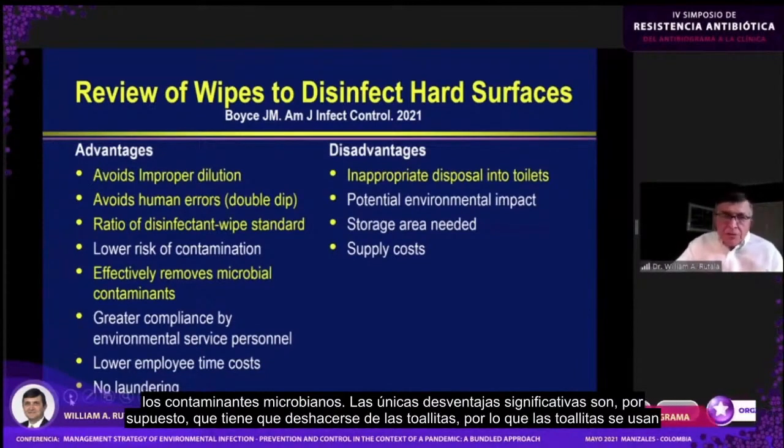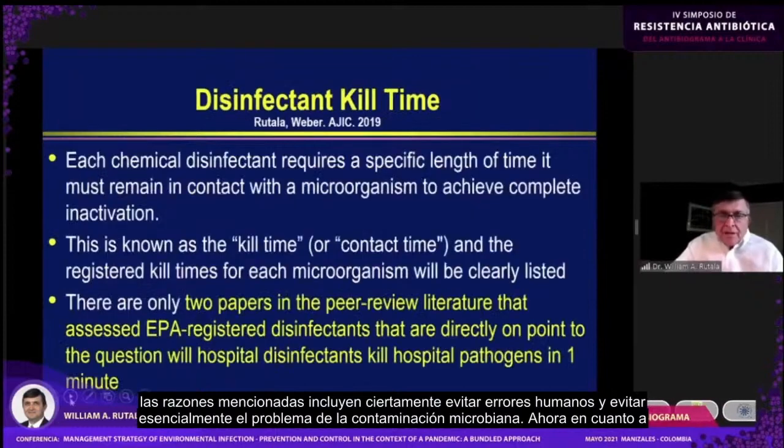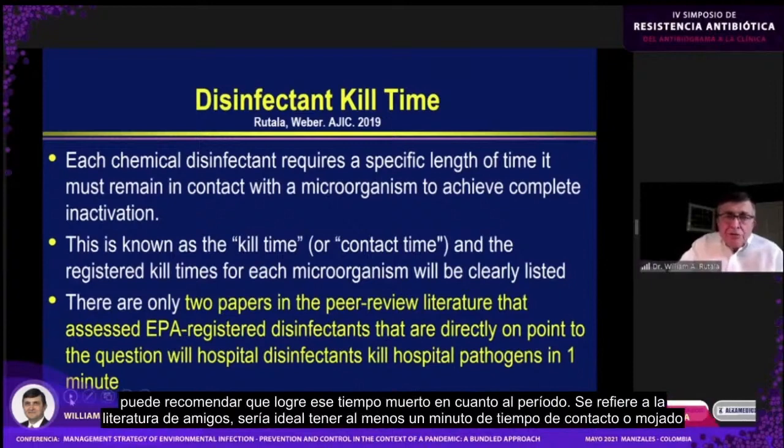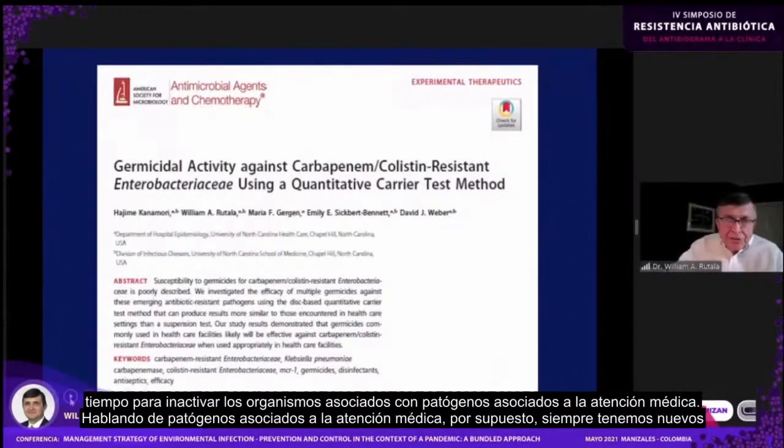So wipes are more commonly used for the reasons mentioned, to certainly include avoiding human errors and avoiding essentially the issue of microbial contamination. Now, as far as kill time, there are papers in the literature that look at kill time. And you may have on your products a certain kill time for the product, and regulators may recommend you achieve that kill time. As far as the peer-reviewed literature is concerned, it would be ideal to have at least a 1-minute contact time or wet time to inactivate the organisms associated with healthcare-associated pathogens.